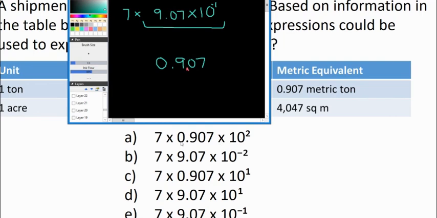So we know A is wrong already. B is wrong because that's moving 2 spaces. C is wrong because it's not scientific notation. D is wrong because it has a positive exponent. That means my answer is greater than 1, and this certainly is not greater than 1. So E is the correct answer.